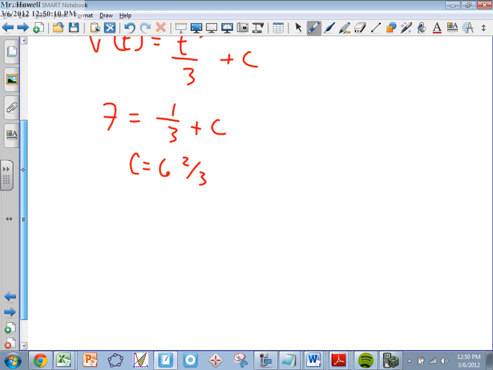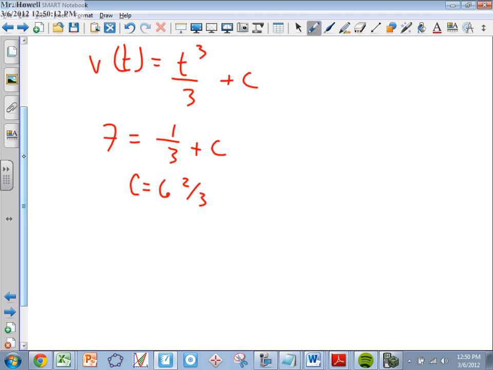So now I know my velocity function is no longer that, but my real velocity function is t cubed over 3 plus 6 2/3. And then if you want to find the position, you do it again, take your position condition, and so forth and so on. Remember though, you have to plug in the number here. Please plug in the value you're given. Don't just assume it goes to 0.